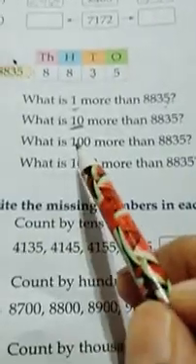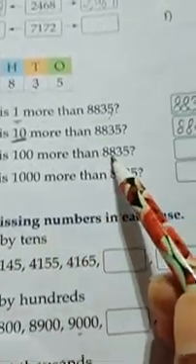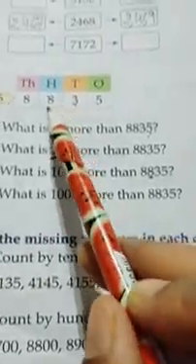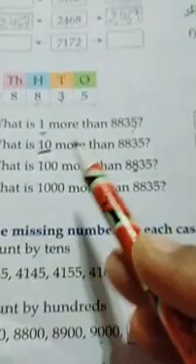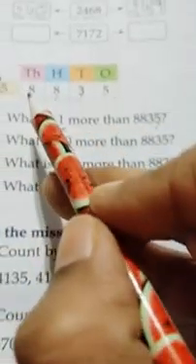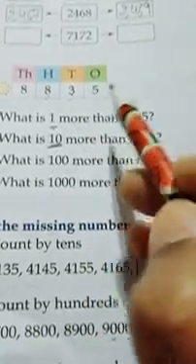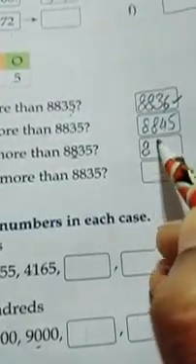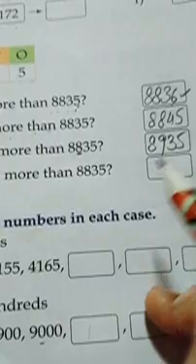And 100 more than, obviously the hundred's place digit will be next. Now the hundred's place digit is 8, the next is 9. So it will become 8935.